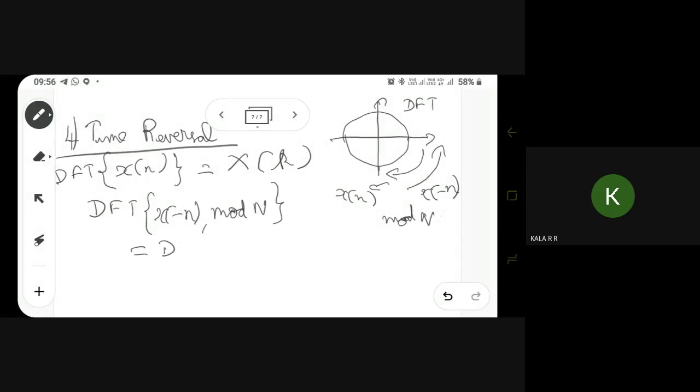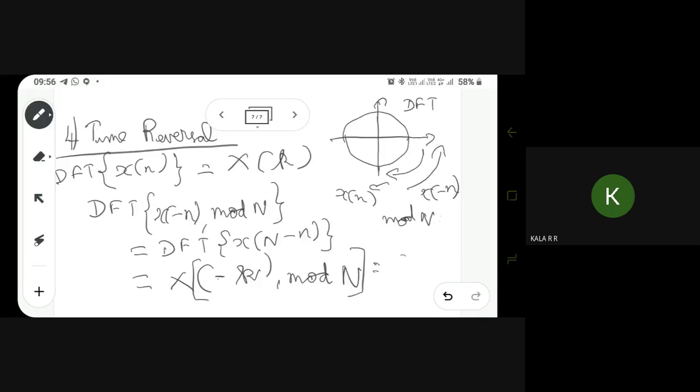DFT of x of (N minus n). Okay. So now we are taking the DFT, which means it becomes X of, so the k value, in the normal case it will be k. Over here it becomes X of minus k, comma mod of N. So if I represent this with a formula, this becomes X of (N minus k). So this is your time reversal property.